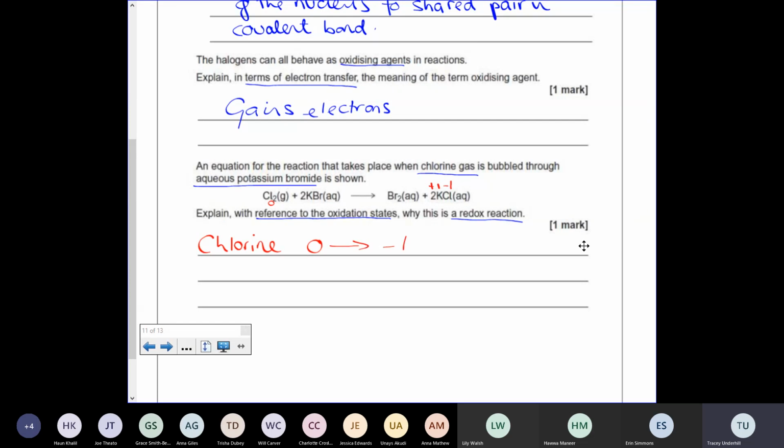Whereas the bromine, it starts here at minus 1, similar to the KCl on the other side, and it goes to an element, which will be 0. So you've shown that in terms of oxidation states, both oxidation and reduction occur. Next question.